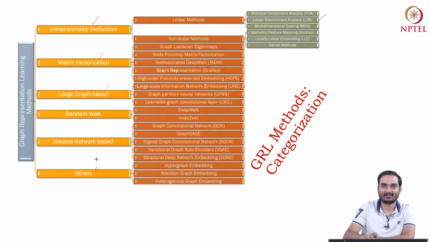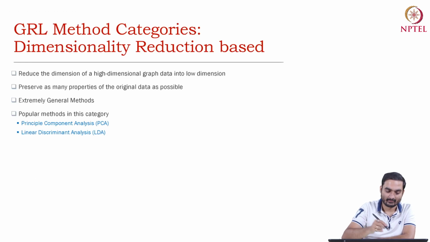I won't be able to cover each and every algorithm here, but I will try to cover important algorithms that are generally used. For example, I will briefly cover GraRep, HOPE, LINE, DeepWalk, node2vec, and GCN and GraphSAGE. Okay. Let's try to understand each category one by one.